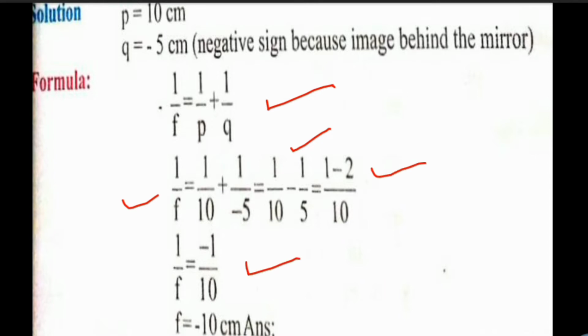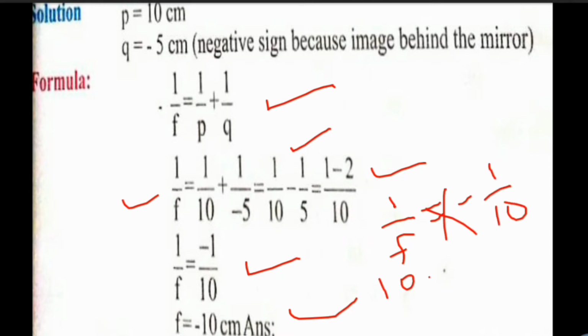So 1 upon f is equal to minus 1 upon 10. Okay. 1 upon f is equal to minus 1 upon 10. Cross multiplication: 10 is equal to minus f, or f is equal to minus 10 centimeter.